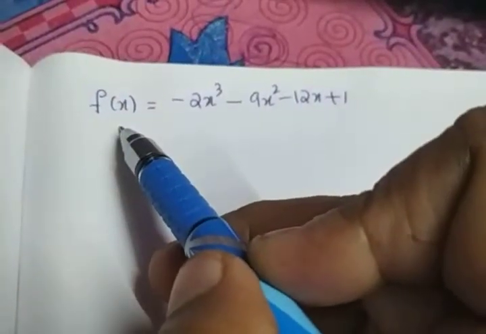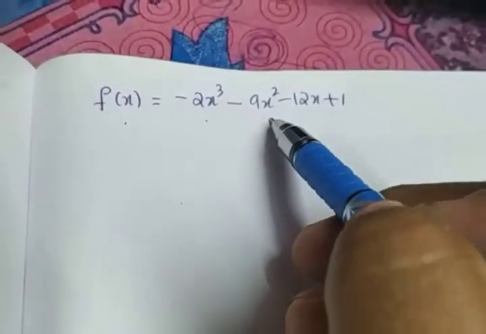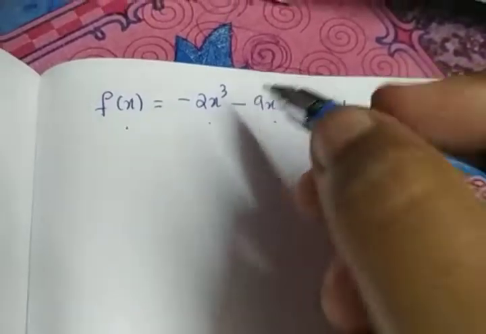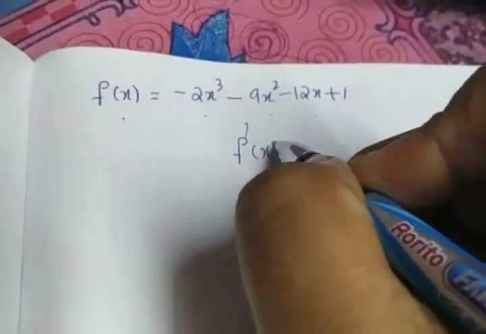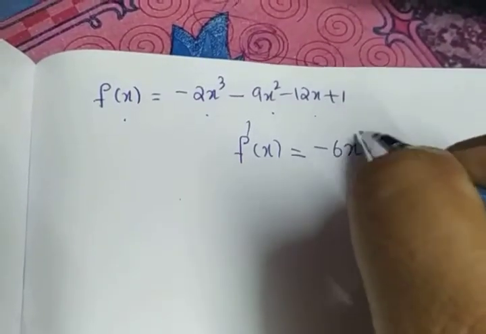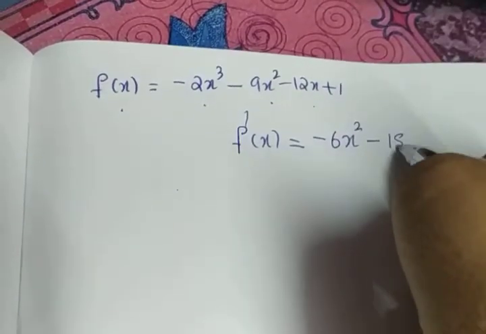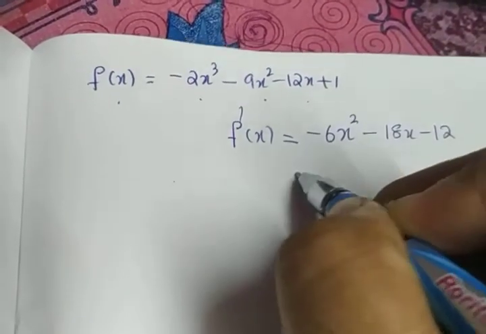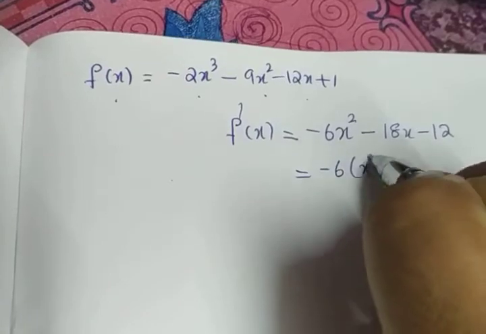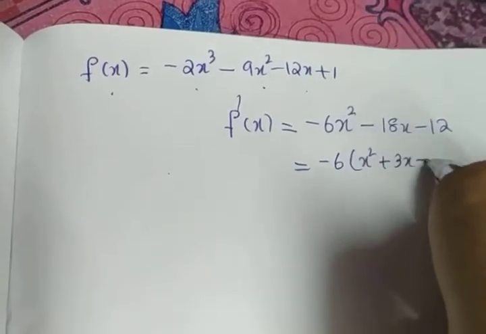So the function given is f(x) = -2x³ - 9x² - 12x + 1. So find the derivative. f'(x) = -6x² - 18x - 12. If I take -6 outside, the balance is x² + 3x + 2.